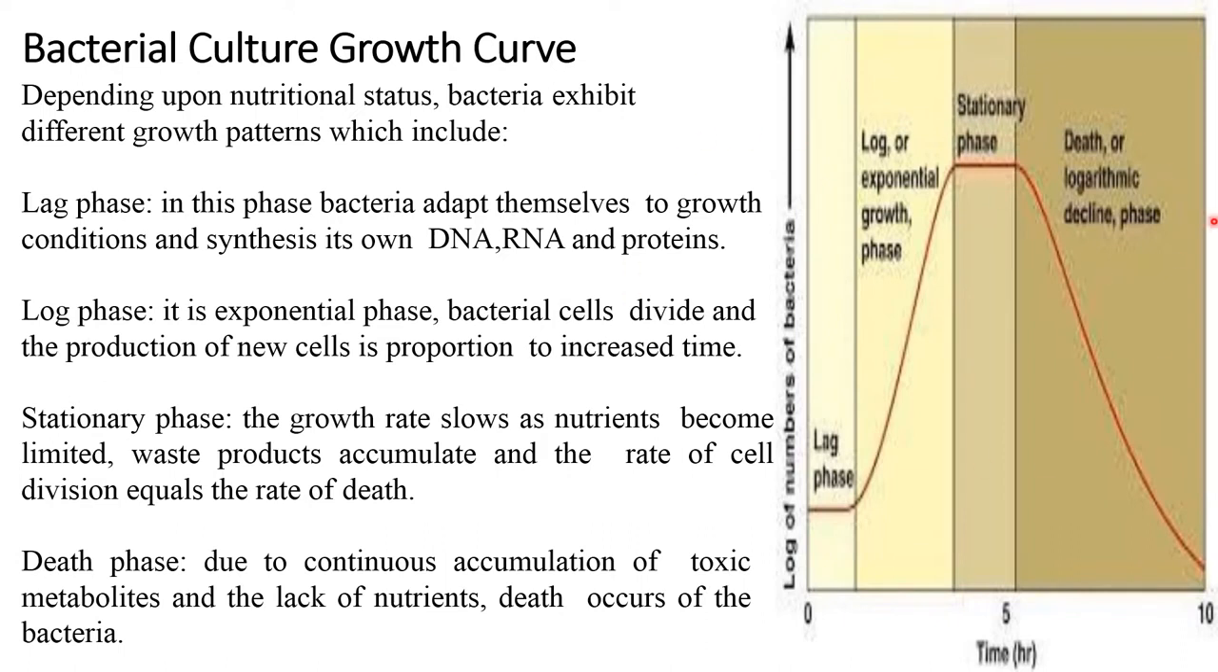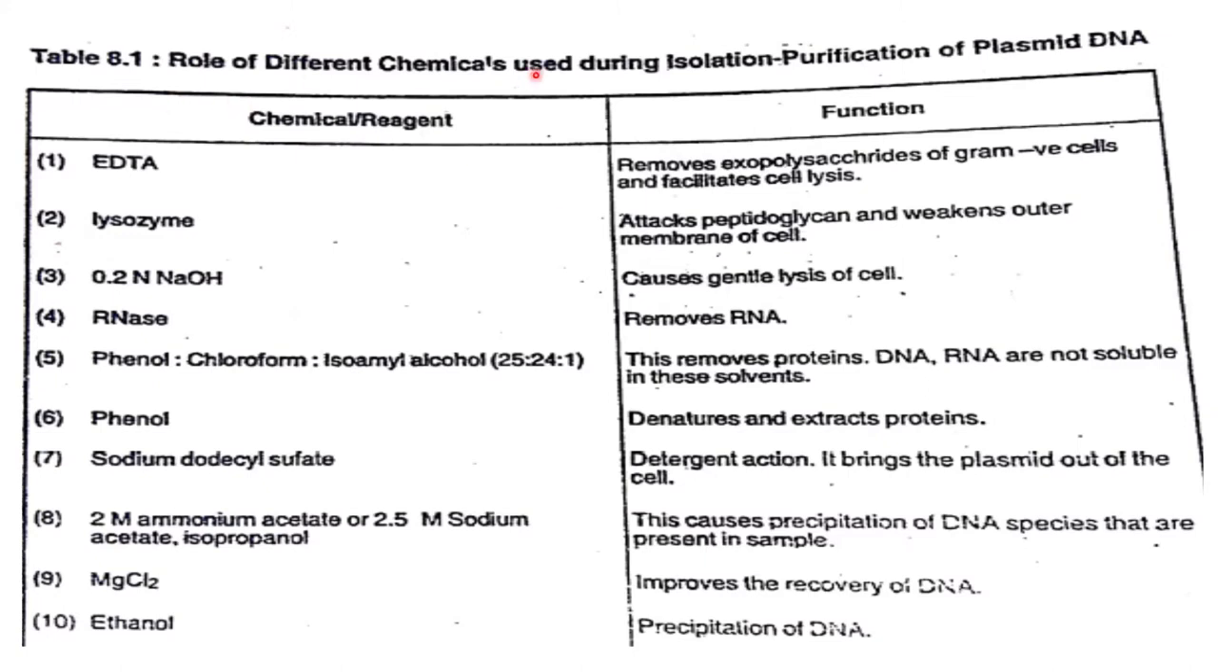Bacterial culture growth curve. Depending on the nutritional status, bacteria exhibit different growth patterns, which include lag phase, log phase, stationary phase, and a death phase. Usually the culture in the log phase will be utilized for plasmid isolation.